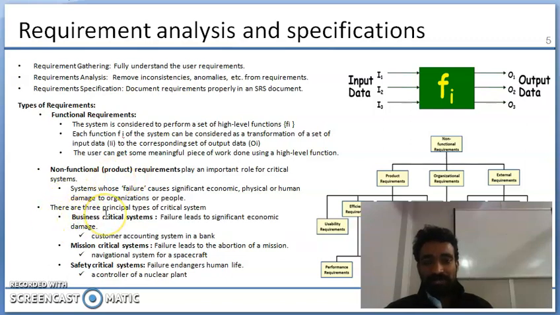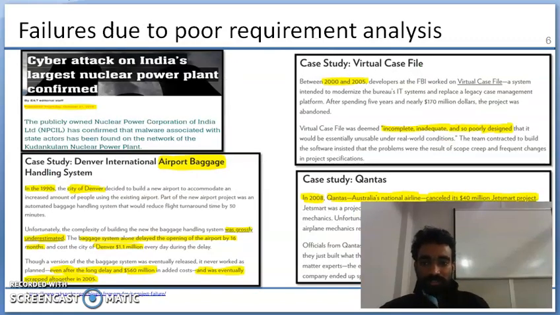Failing to achieve these non-functional requirements leads to business critical system failures, like customer accounting systems in banking, and mission critical systems, wherein the software applications are used in spacecraft and space shuttles. Why is this requirement analysis needed? Failure in following all these requirement analysis phases may lead to the failure of the systems.